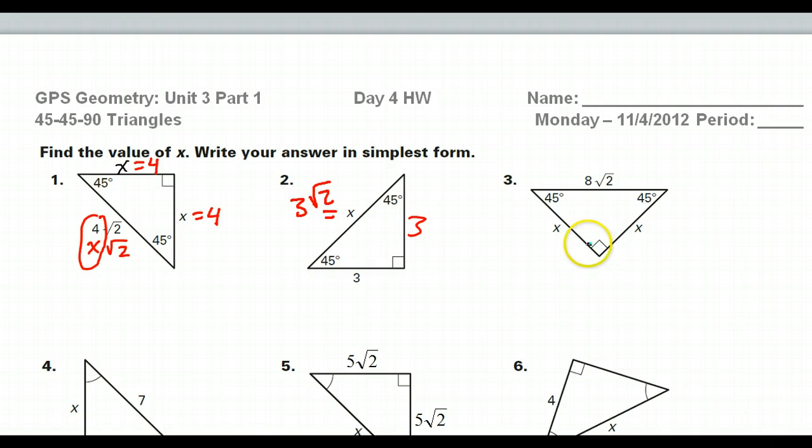Looking at this one. Okay, this is x, so this should be x radical 2. Guess what x is? X is 8. Okay, that's how that works.